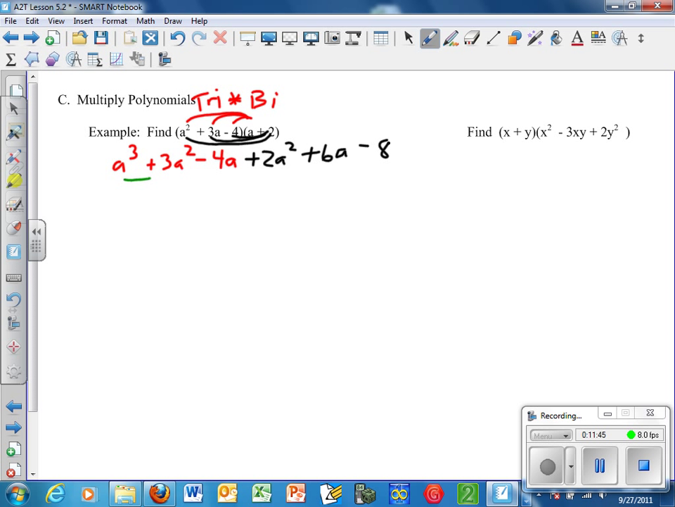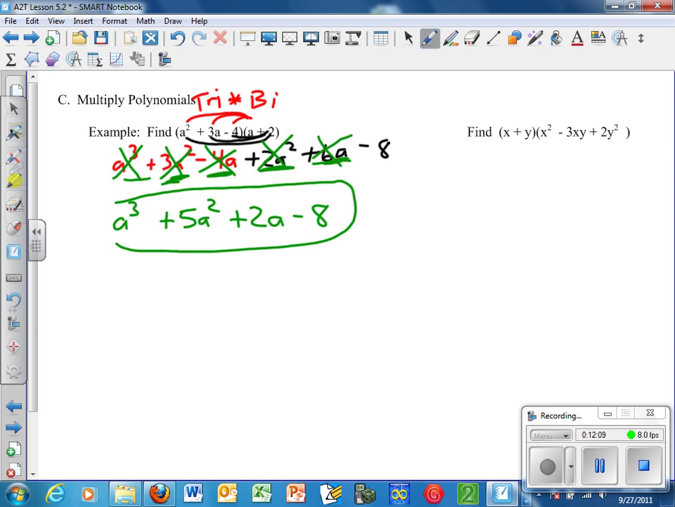I only have one a cubed term, so it's a cubed. I'm going to cross that one off. But I'm going to combine my a squared terms together. Both are positive. 3 plus 2 is 5, so I get plus 5a squared. Negative 4a plus 6a, so negative 4 plus 6 is positive 2a. And then I just have the negative 8 for my constant, so I end up with a 4-term answer right there. Okay, let's jump over to the next problem.